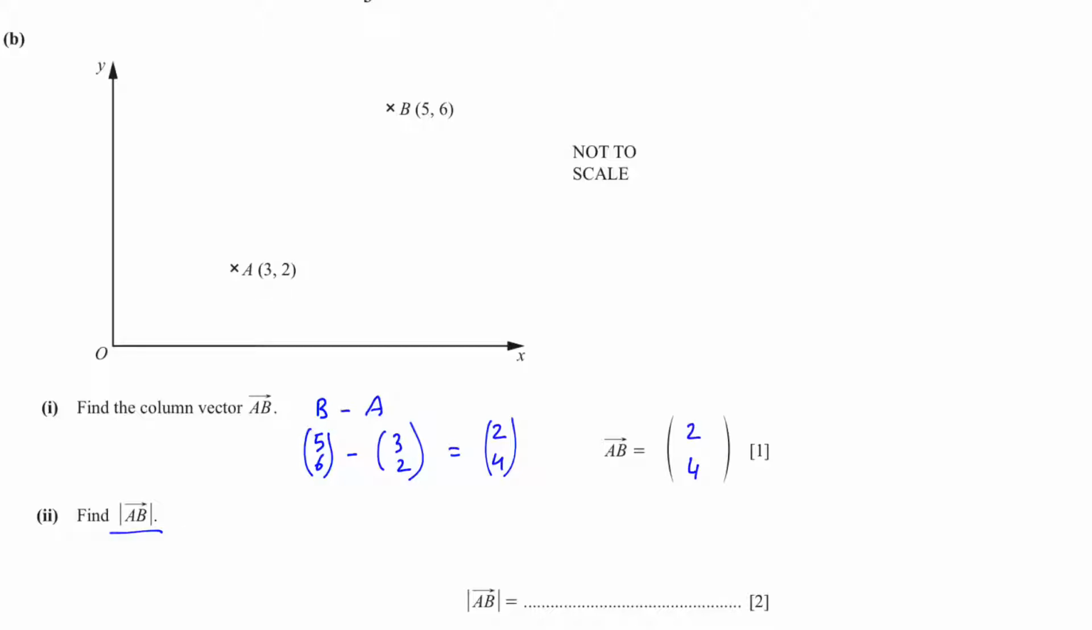Find the magnitude of AB. To find the magnitude, we will square the numbers and then square root the answer. That will give us 4.47.